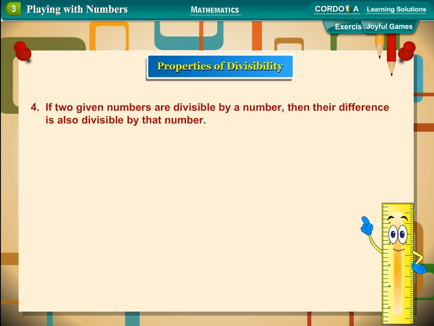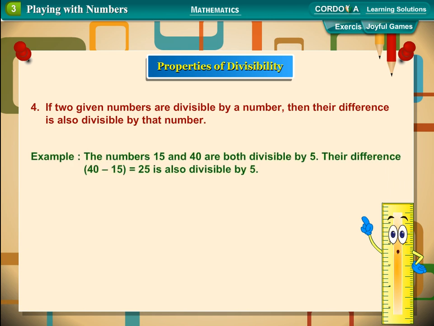If two given numbers are divisible by a number, then their difference is also divisible by that number. Example, the numbers 15 and 40 are both divisible by 5. Their difference, 40 minus 15, is equal to 25, which is also divisible by 5.